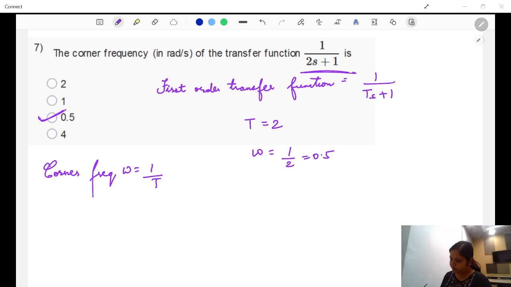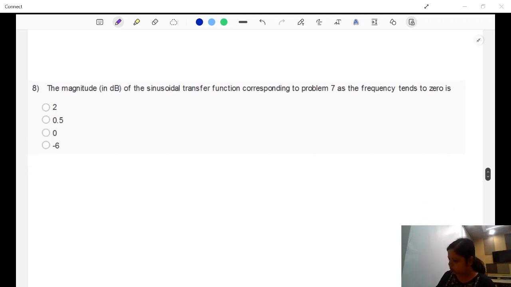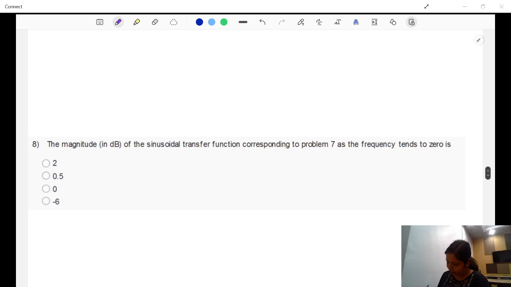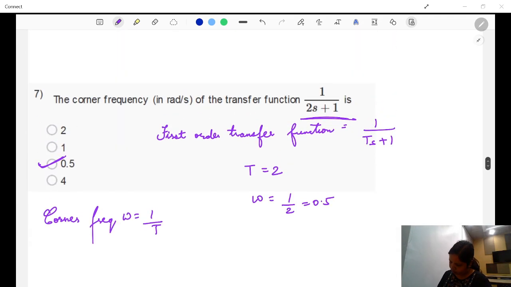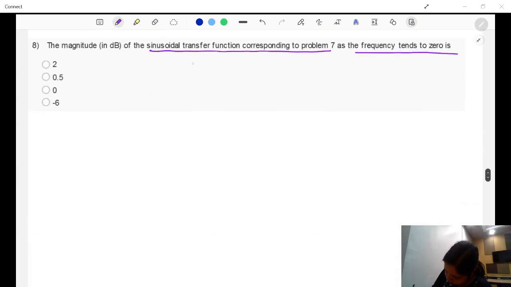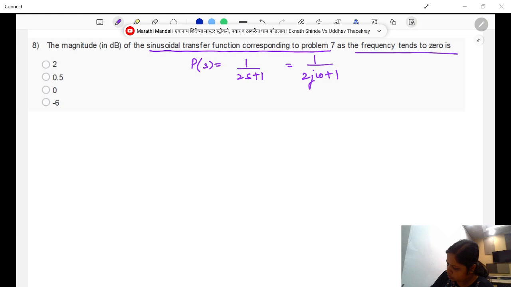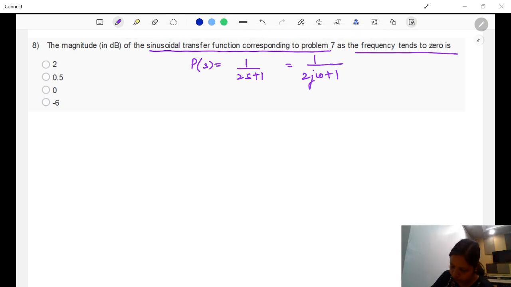Okay. Now, the magnitude in dB of the sinusoidal transfer function corresponding to problem 7 as frequency tends to 0 is what? So your transfer function is 1 upon 2s plus 1. When we write it in magnitude, or let me directly write it, 1 upon 2j omega plus 1. As frequency tends to 0, what happens with the magnitude? That is what we want to find out.